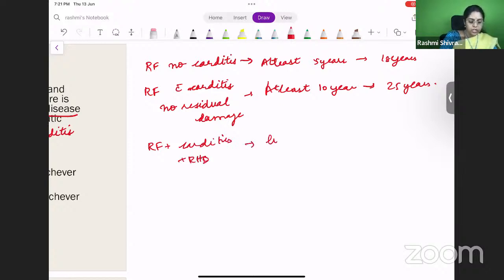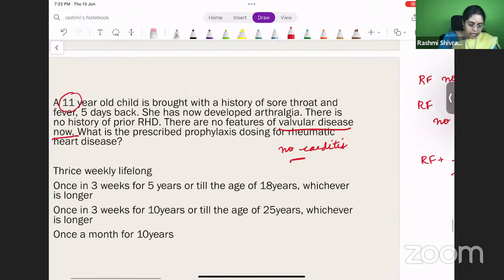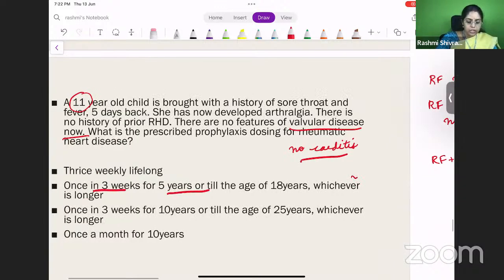You should give the patient lifelong prophylaxis. Lifelong prophylaxis should be given. So in this question, you see that the patient is not having any carditis, but the patient is having rheumatic fever. So in this patient, you give once in 3 weeks for 5 years till the age of 18 years, whichever is longer. So for this patient, you give it till the patient is 18 years old. Till the patient is 18 years old, you have to give prophylaxis for this patient.